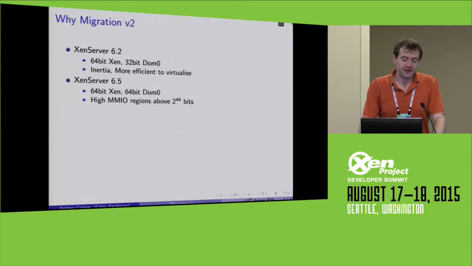The real thing that we hit was Ivy Bridge servers that had the high MMIO hole above 2 to the 44 bits in physical address space, and that's a limit of 32-bit PV guests. So we needed to switch to a 64-bit DOM0 to support Ivy Bridge servers that were becoming available whilst we were developing. So for XenServer 6.5, we switched DOM0 to 64-bit.